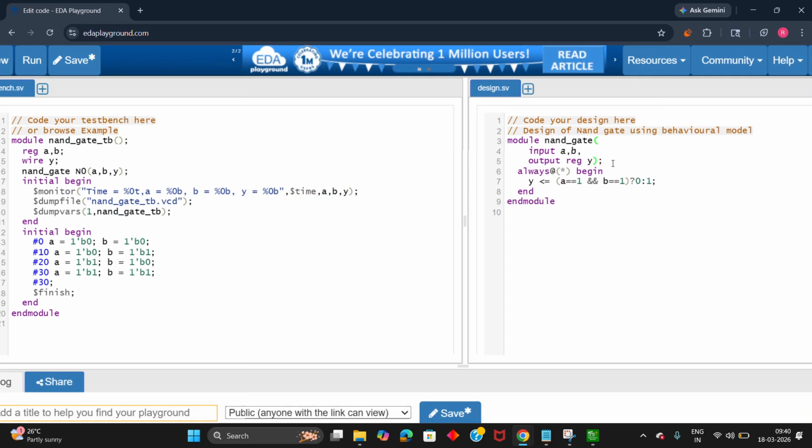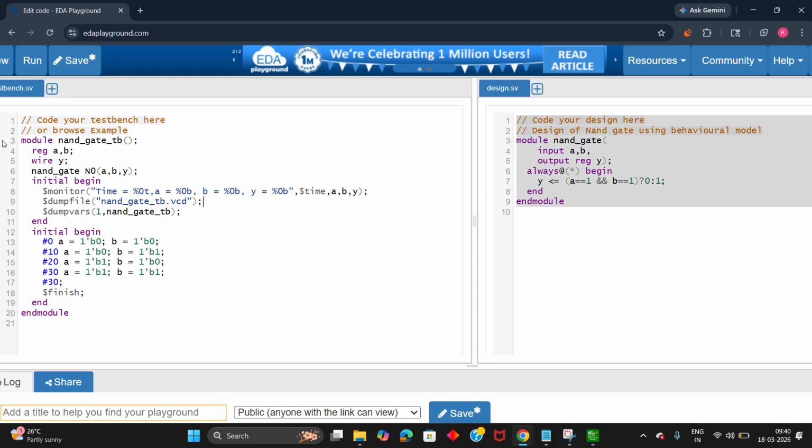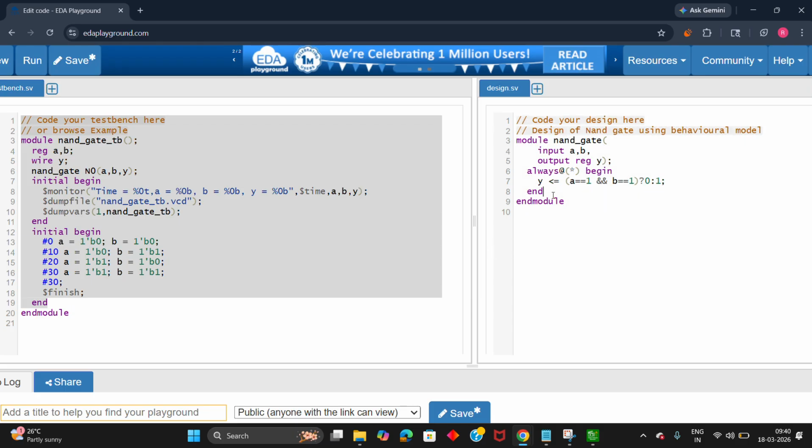Okay, and in Verilog we are going to mostly focus on the design code. We are not going to focus on the TB. In SystemVerilog we are going to focus mostly on the TB. We also focus on the design code, but mostly we are going to focus on the TB in SystemVerilog. In Verilog we are going to mostly focus on the design code.